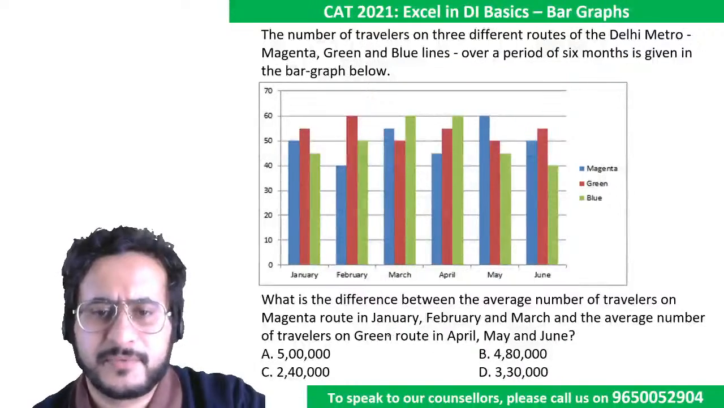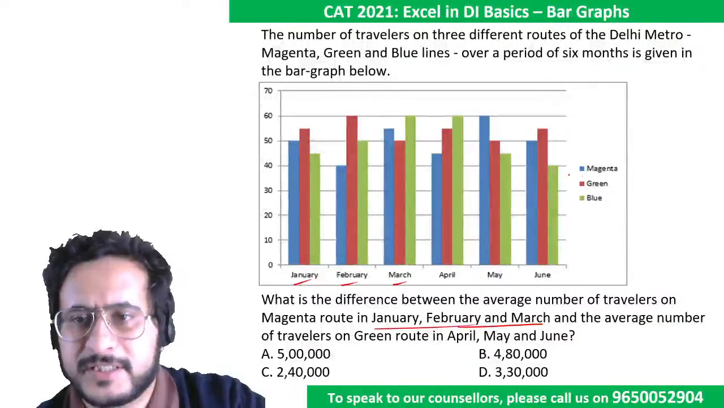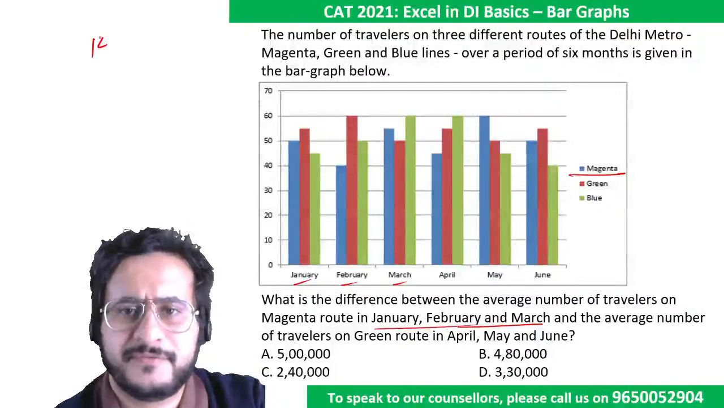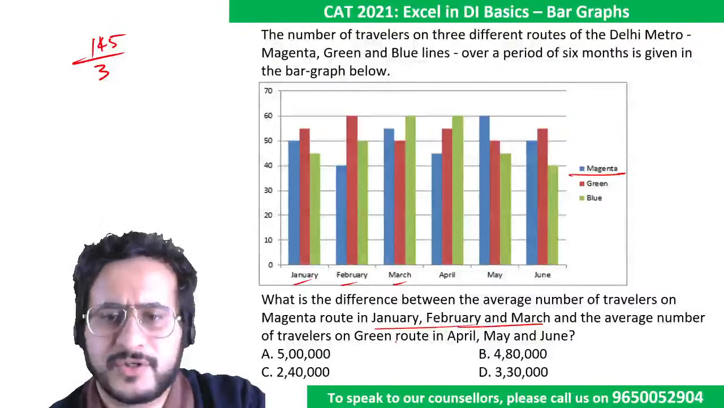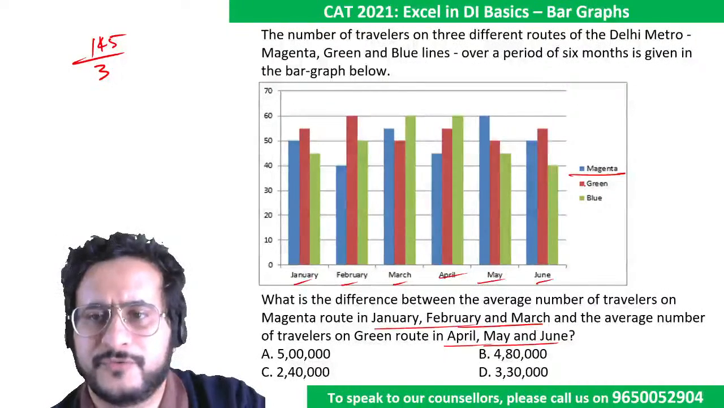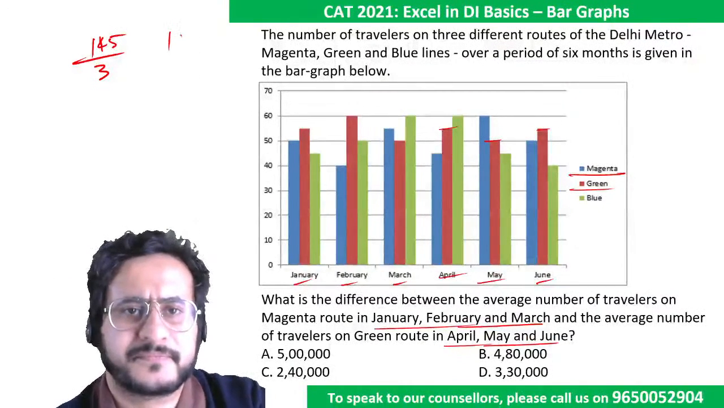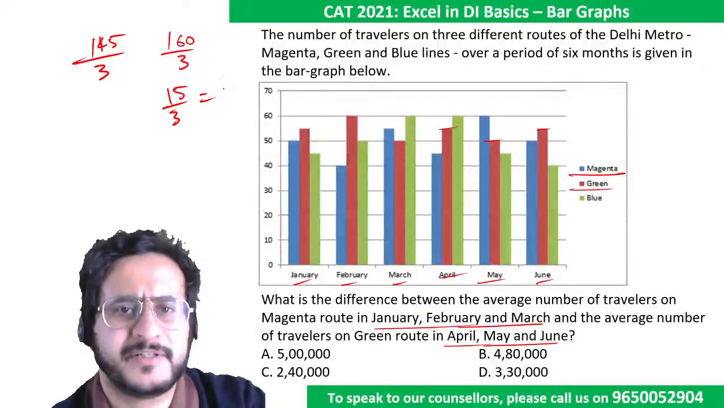So average number of travelers on magenta for Jan, Feb, March. Magenta is the blue line. So 50, 40, and this is 55. So that is 145 by 3. And average number of travelers on green route in April, May, June, of this line, right? This is 55, this is 50, and this is 55. So this is 160 by 3 average, right? So you have to find the difference. The average will be 15 by 3, that is 5.